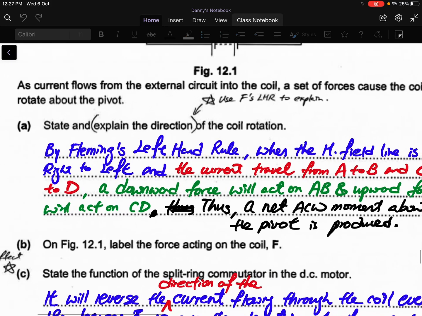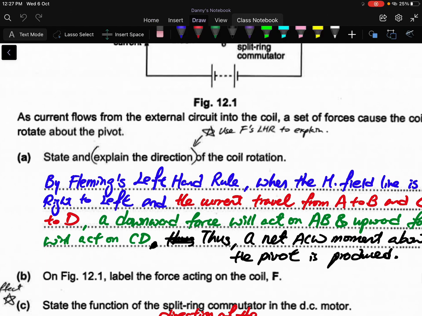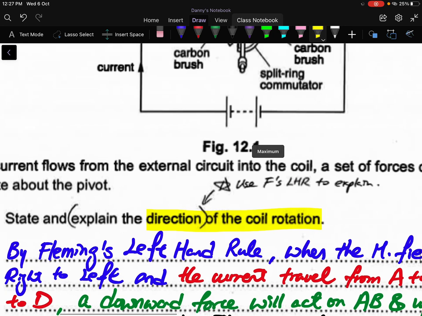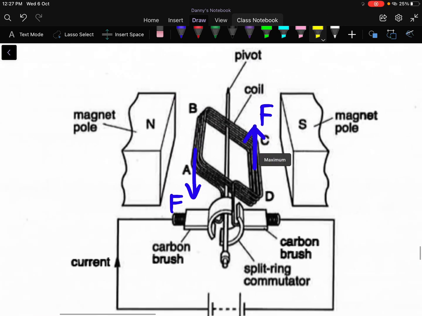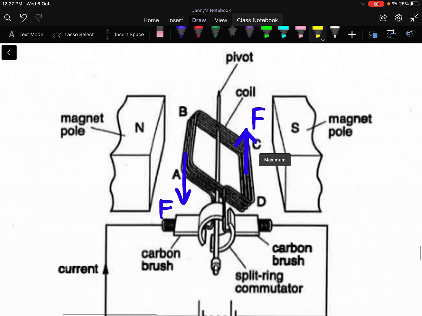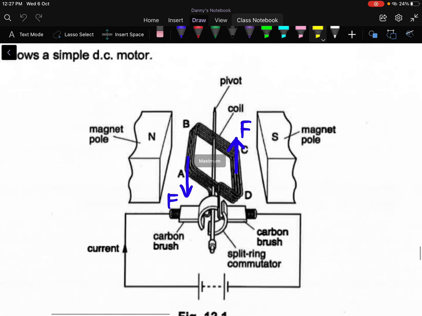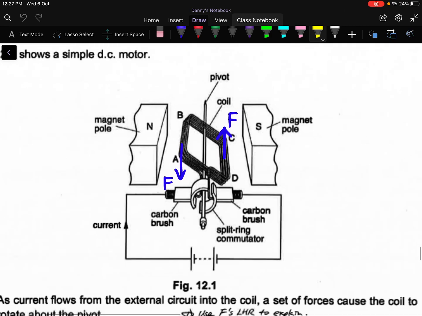So in part A, they actually ask you to explain the direction of the coil's rotation. Unlike in O level, sometimes O level would ask you, can you please explain why is there a force? If the question asks you why is there a force, then you need to explain using the interaction of the magnetic field between the poles and the magnetic field generated by the current in the coil. Sometimes they may also ask you why is there a moment. In that case, you need to explain first why is there a force, and then after that quote the formula M equals F times D, and then you explain why is there a moment.